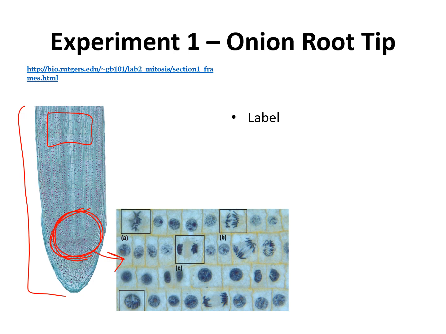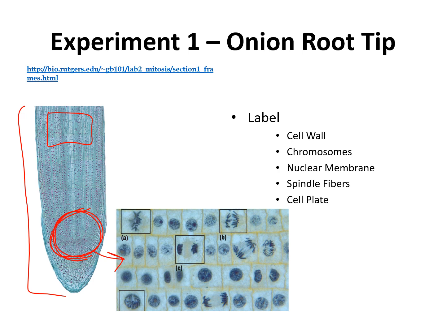When you draw those cells, remember that you need to label on your drawings the cell wall, the chromosomes, and if possible, the nuclear membrane, the spindle fibers, and the cell plate. And remember to label your drawings because that's where most of the points are taken off on this part of the lab.